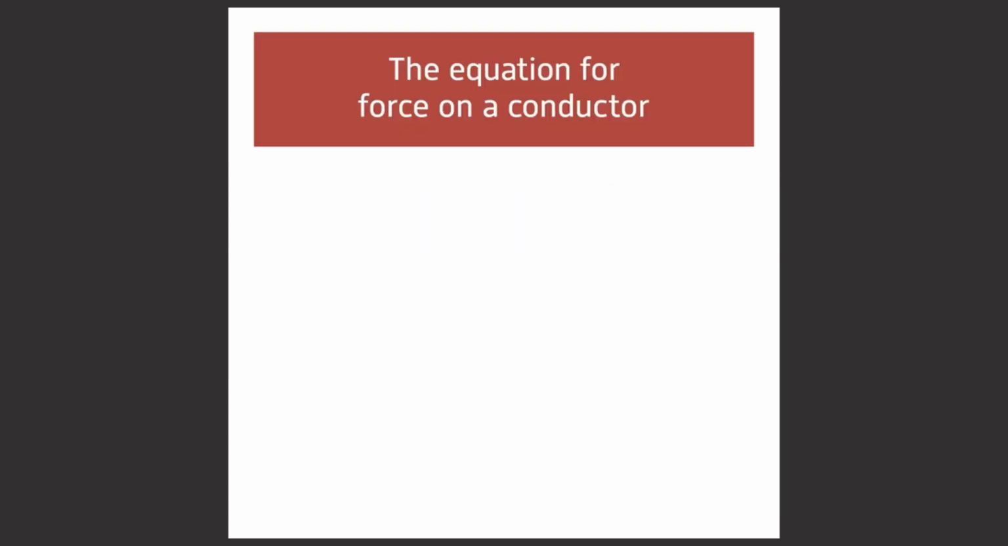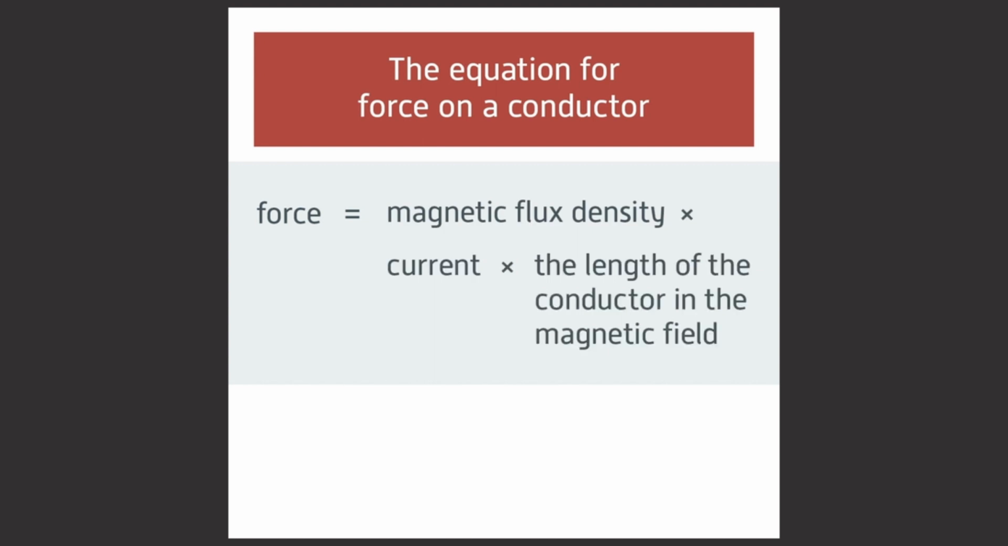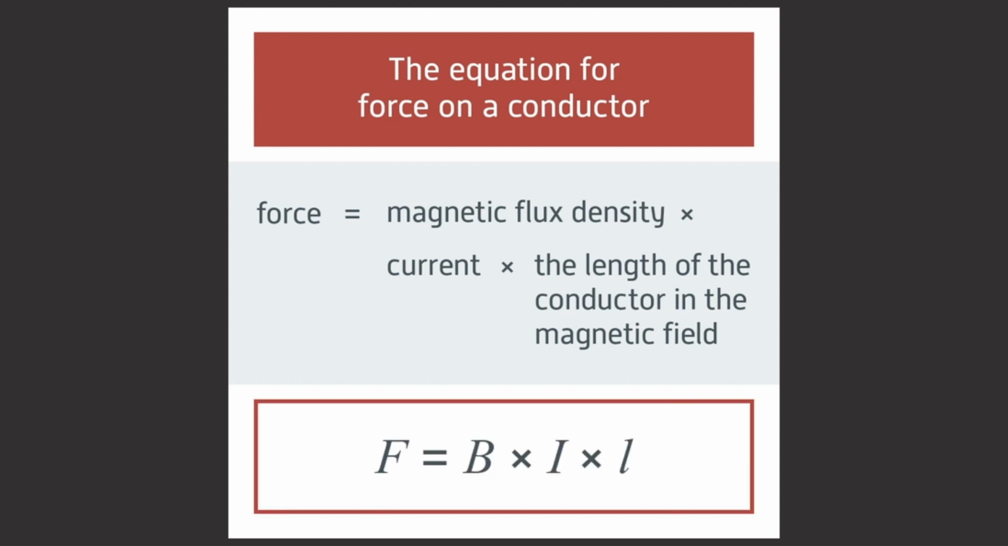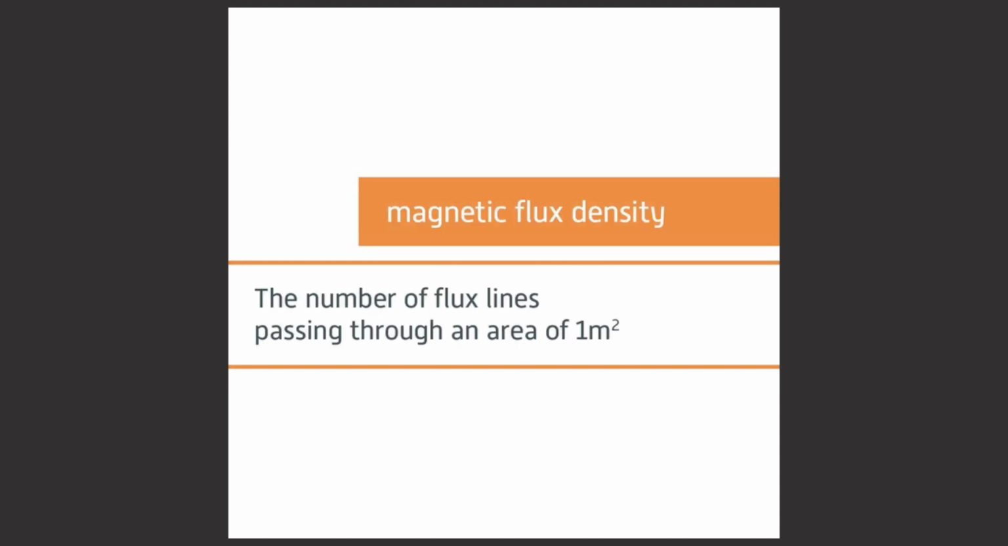The equation for force on a conductor is force equals magnetic flux density multiplied by current multiplied by the length of the conductor in the magnetic field. This is shown as F equals B times I times L, where F is force, B is magnetic flux density, I is current, and L is the length of the conductor in the magnetic field. Magnetic flux density is the number of flux lines passing through an area of 1 square meter. It's measured in Teslas, symbol T.